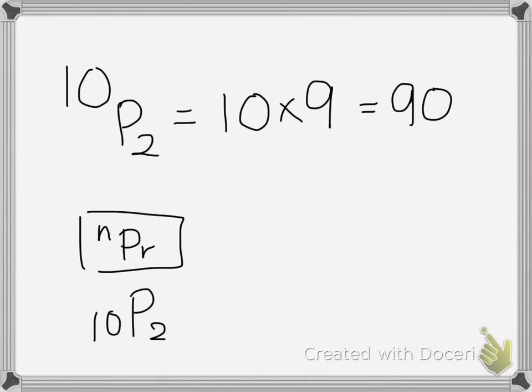So this is how it is written. Of course, the number on the left must be bigger than the number on the right. So this is like saying if you have 10 toys and 2 boxes.